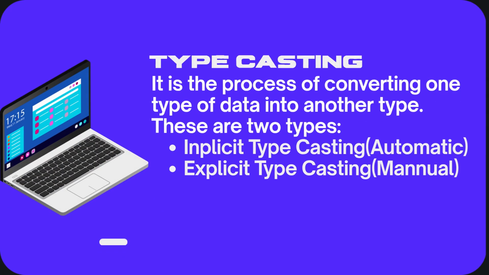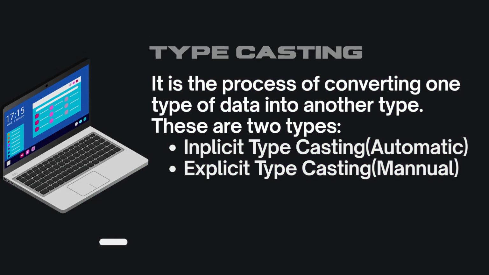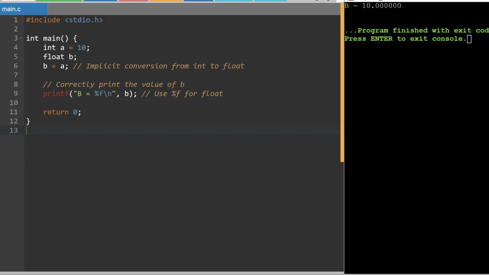Typecasting is the process of converting one data type to another data type. There are two types of typecasting in C programming: implicit typecasting and explicit typecasting. Implicit typecasting. The compiler automatically converts one type of data into another type without user involvement. This usually happens when a user assigns a smaller data type to a larger one. Example, int a equals 10, float b equals a.